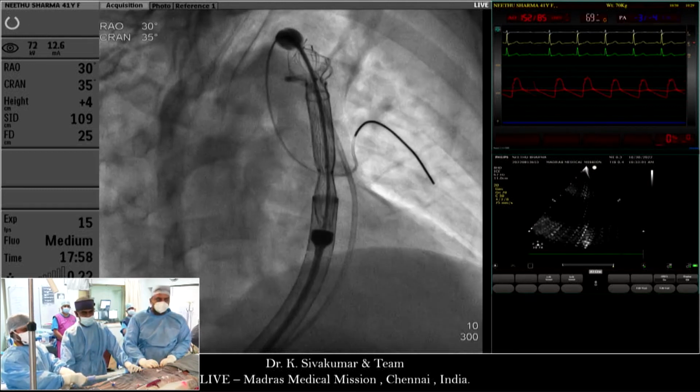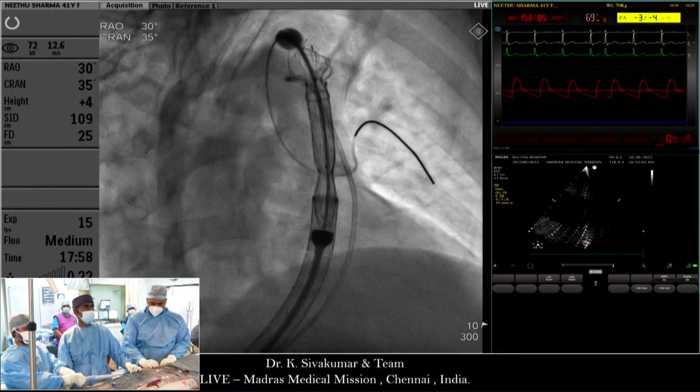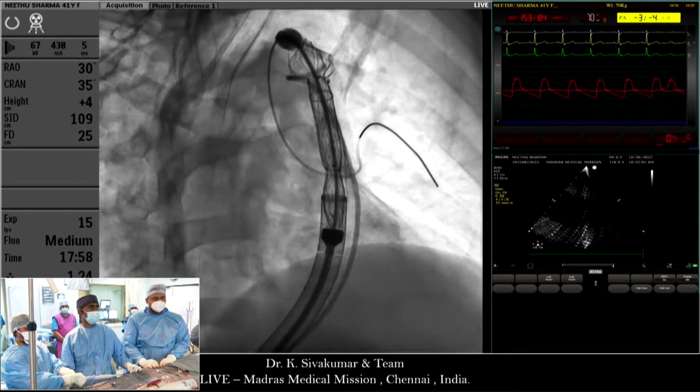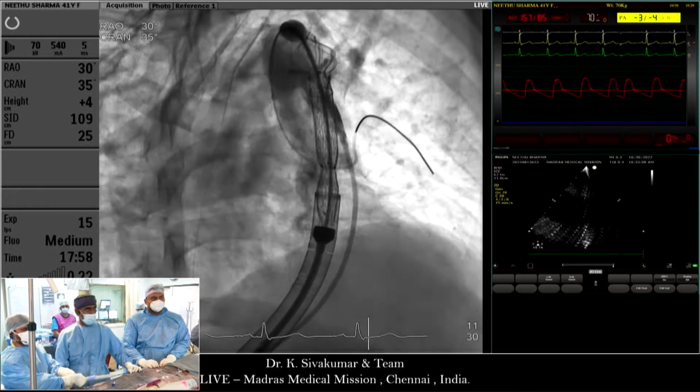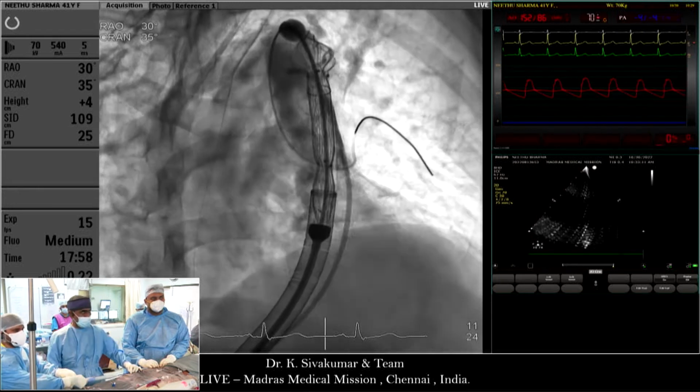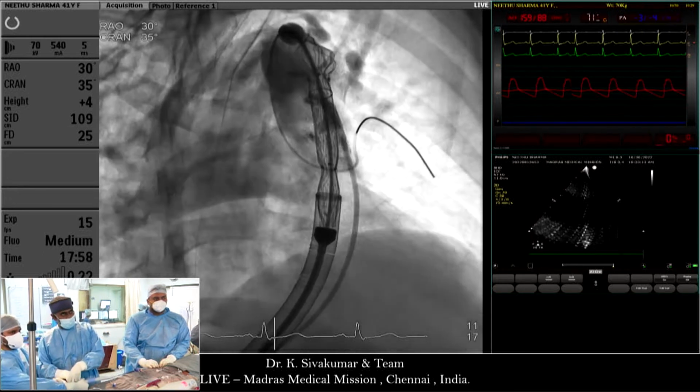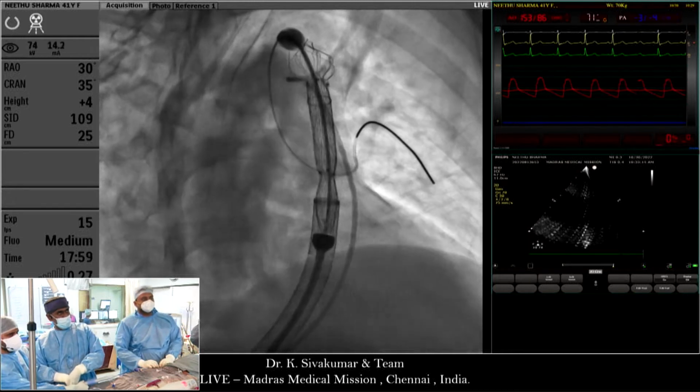I'll make another picture. Ready? Very critical position. Okay, I am quite deep. Come back. So now at this point, I'm going to advance the wire and get the valve a little bit below. Leave it.